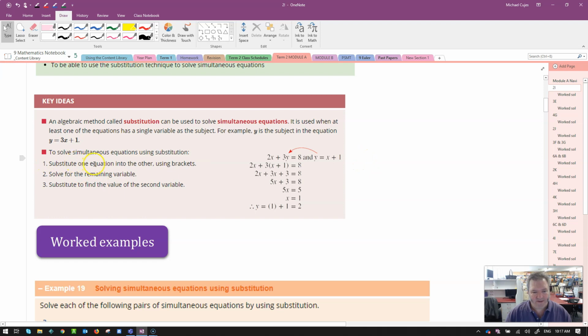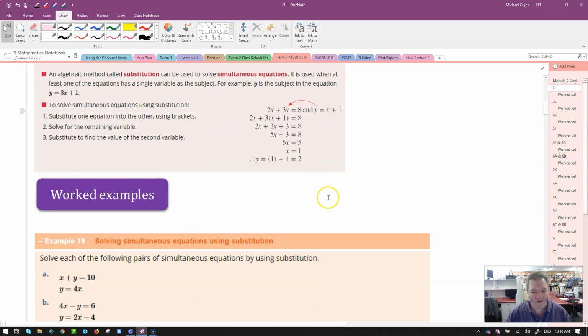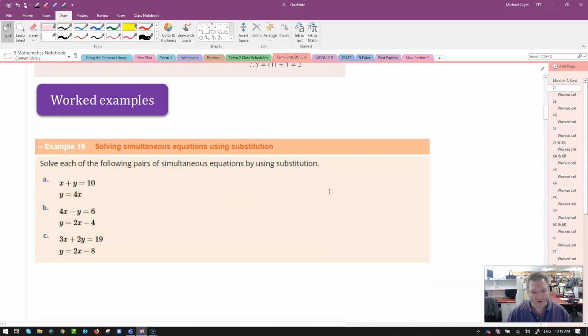So they've got the steps there. Substitute one equation into the other using brackets, solve for the remaining variable. Once we've got that answer, so here they went ahead and found x equals 1, you then substitute that into one of the original equations and you work out the value of the other variable. So in this case, they substituted y in to find x first. You could, of course, sub x in to find y first and then go back. But we're going to work through an example right now.